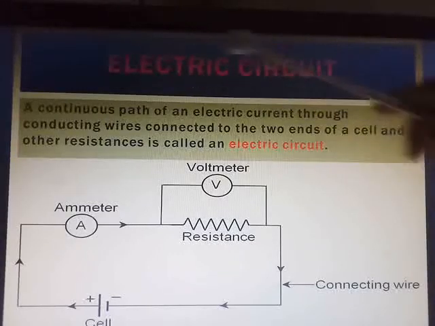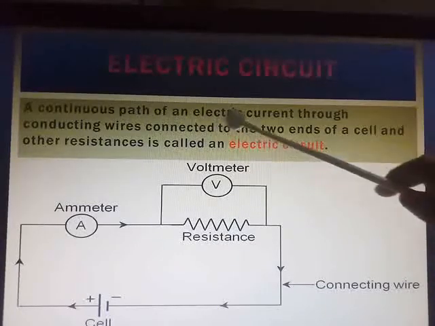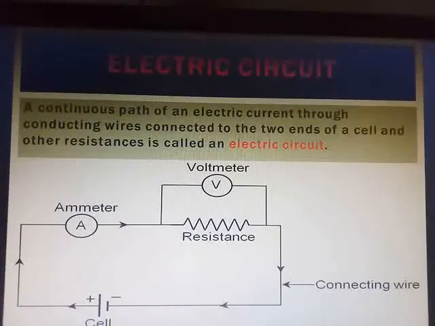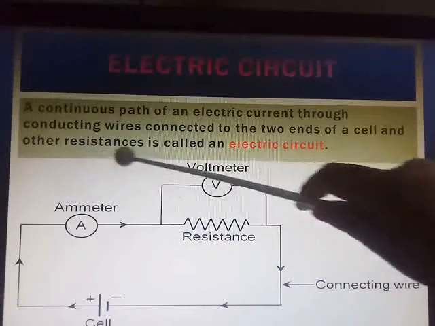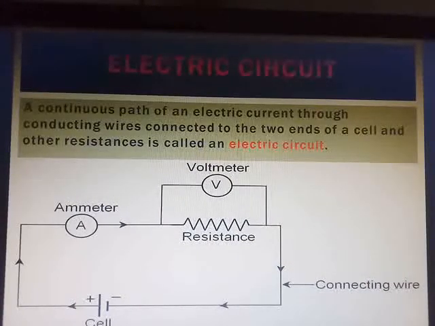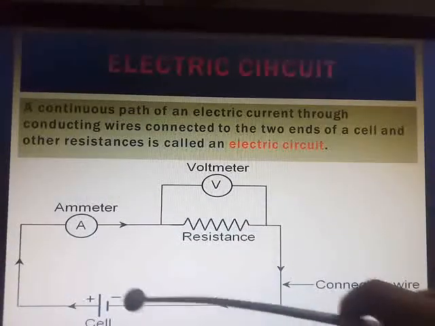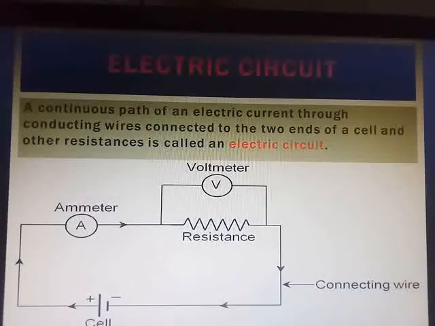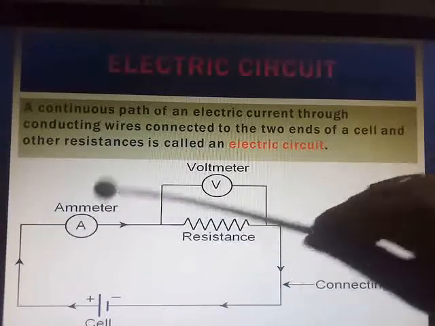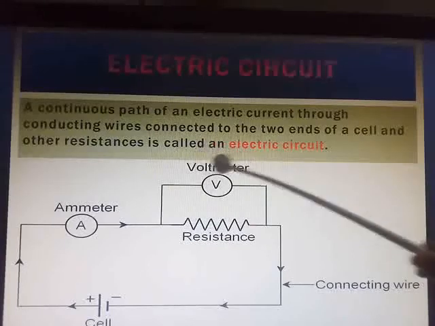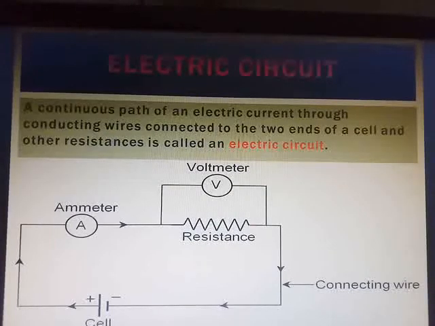What is an electric circuit? A continuous path of an electric current. The path should be continuous through conducting wires connected to the two ends of a cell and other resistances, and it is called an electric circuit. You can see these connecting wires. They are connected to the two ends of a cell. Continuously current flows through it, and this complete setup with the presence of an ammeter, voltmeter is called an electric circuit.